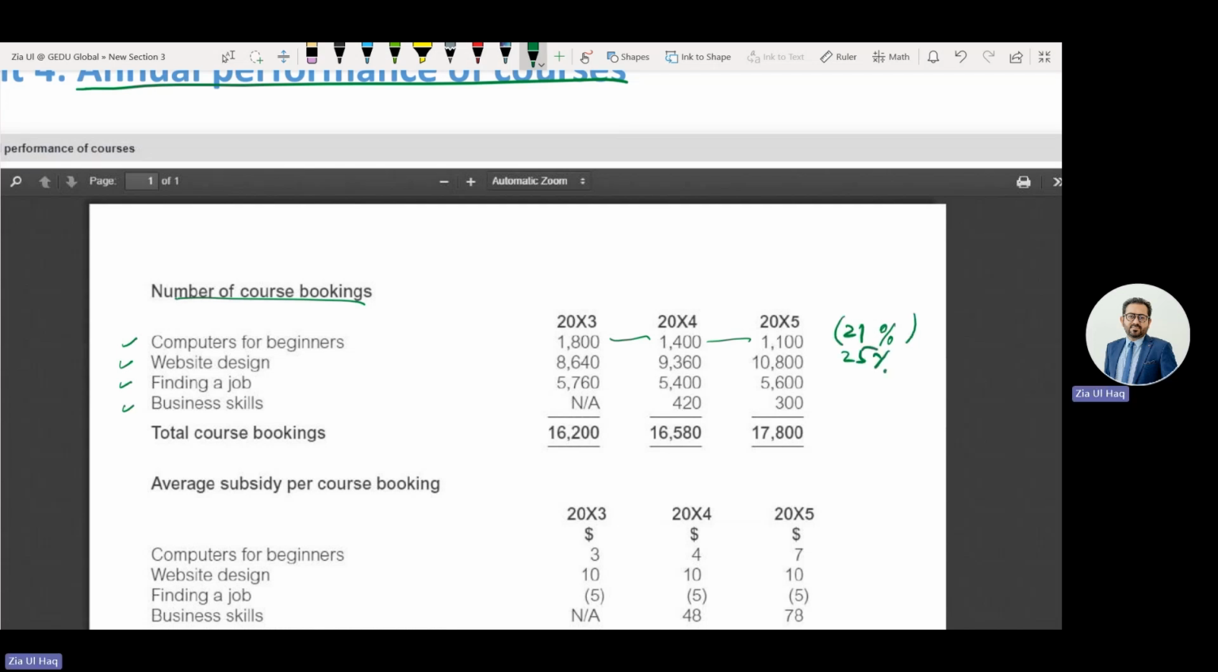And then finding a job almost the same. And business skills, very little generating through business skills because this is imposed by Seville Council. If you don't offer this, there will be no funds. So this is the company's total course bookings from all courses.